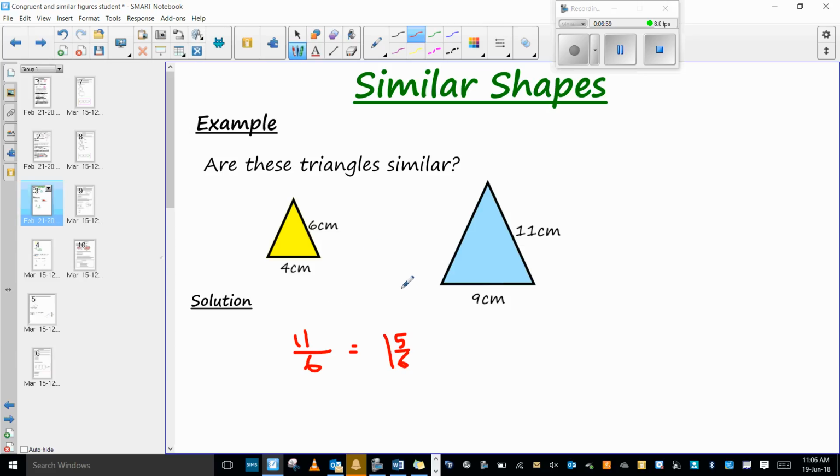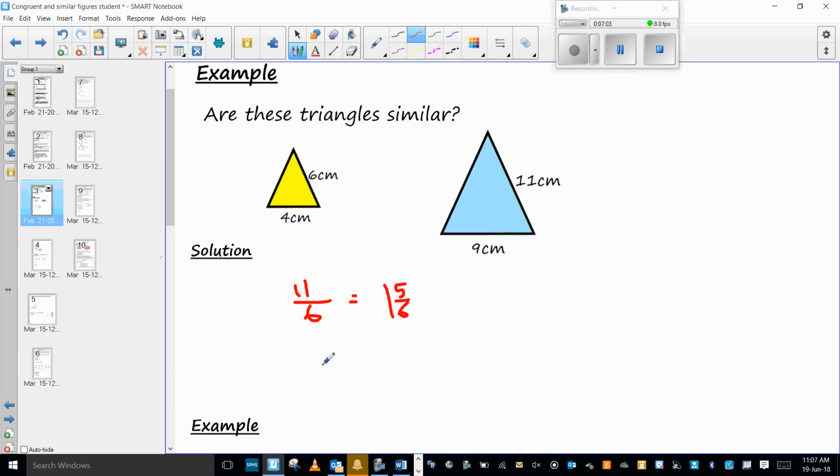How would we decide if they were similar? What's 9 divided by 4? I know it goes into there at least twice. So not similar.